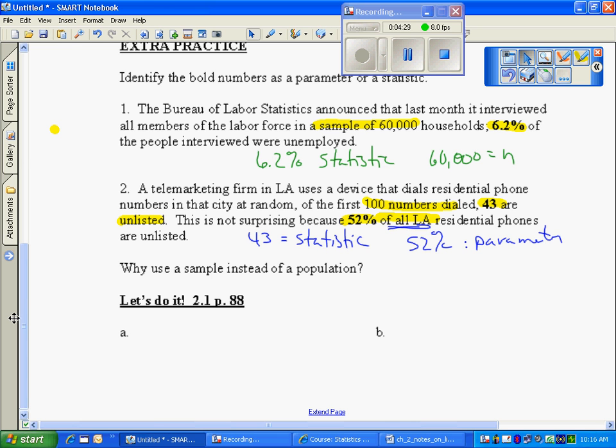Now there's a Let's Do It on page 88, 2.1. The first value is a parameter, and the second one is a statistic. So you might want to check yourself on that, as well as your web work, and your practice problems will contain problems just like those.